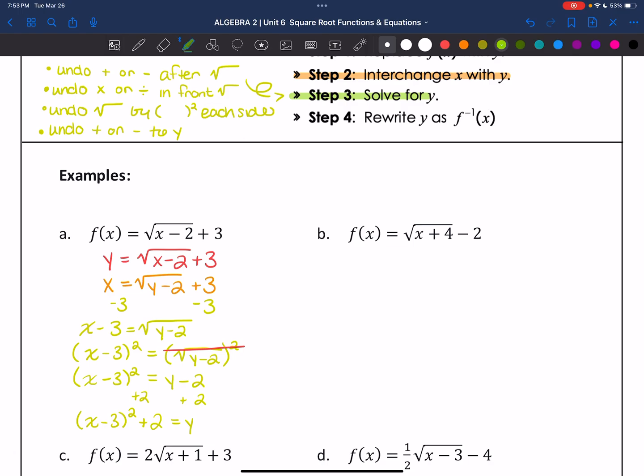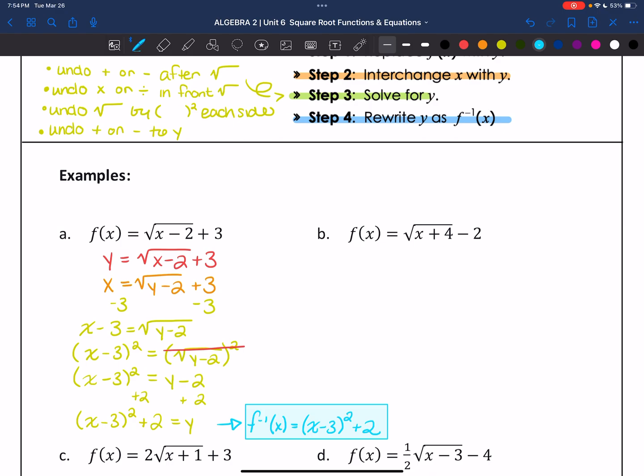Now we can go ahead and write y as f inverse of x. So here's my final answer. It would be to write it as f inverse of x. And then the function rule, which is x minus 3, that quantity is squared, and then adding 2. There we go. That would be the inverse of that function f.